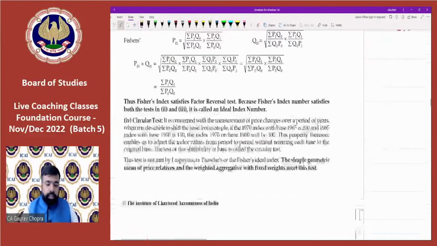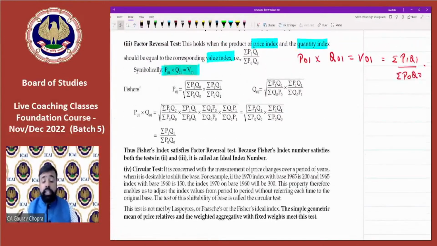Then the last one is the factor reversal test. We have the condition that price index into quantity index should give value index. Now, which formula satisfies this test? There is only one formula, that is Fisher. Only Fisher satisfies this factor reversal test, and all other formulas fail to satisfy this test.